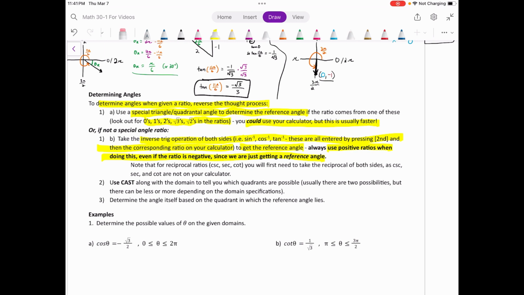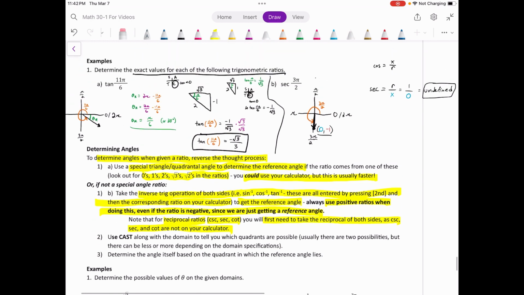Note that for reciprocal ratios, we mentioned this earlier, cosecant, secant, cotan: if you need to do calculator stuff and it involves a cosecant, secant, or cotan, you'll first need to take the reciprocal of both sides, because those are not on your calculator. And then from there, notice we're just working backwards through the process we've been doing.